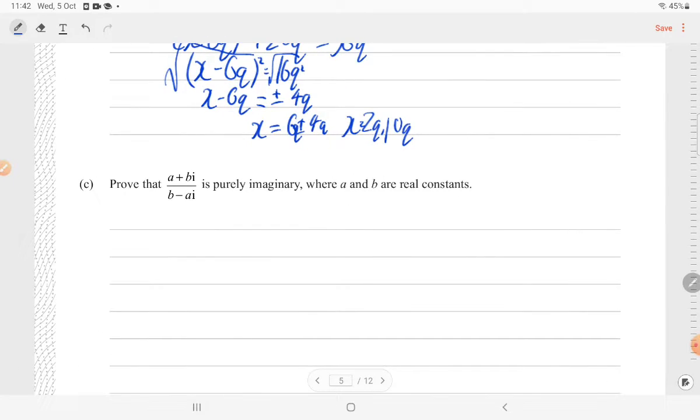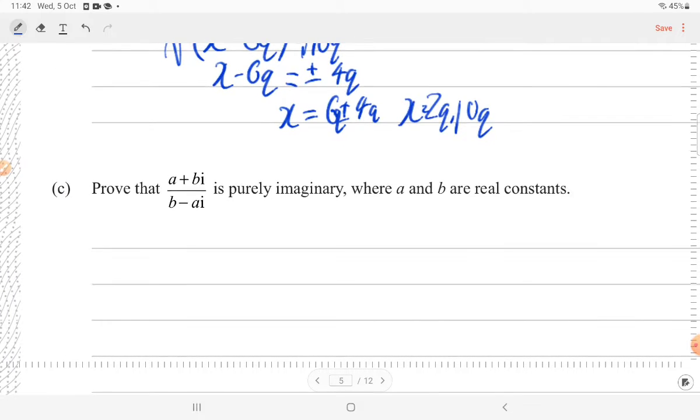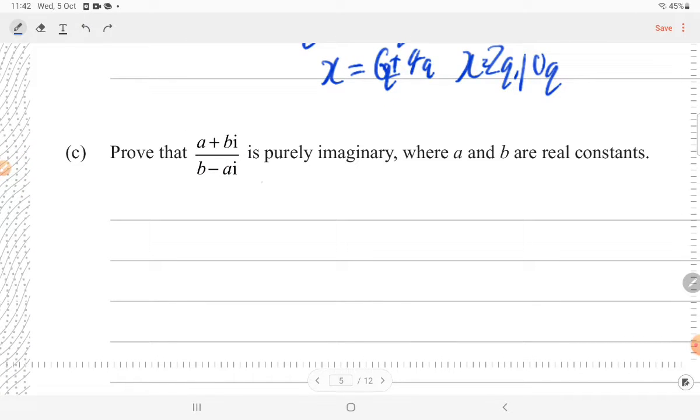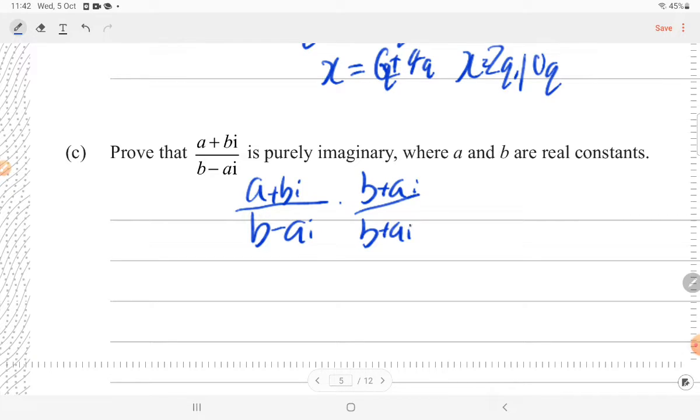Okay, (a plus bi) over (b take away ai). Here a and b are real constants, so prove that this is imaginary. So always, if there is an imaginary in the denominator, multiply it by the conjugate. So a plus bi over b take away ai, multiply that by b plus ai over b plus ai.